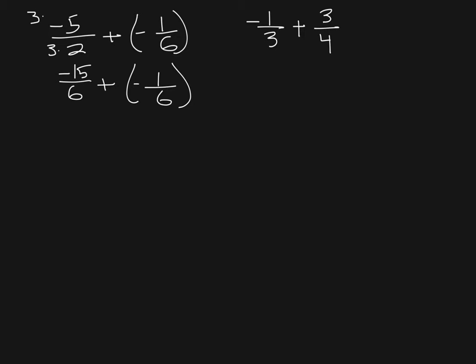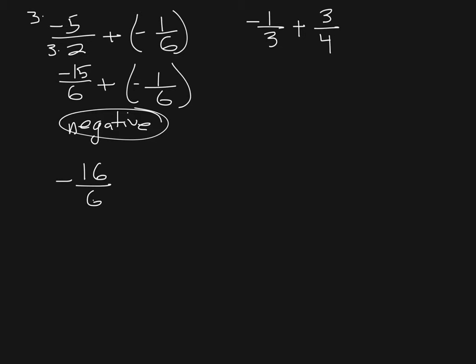Now I need to decide if my answer is going to be positive or negative. I have 2 negatives, and I'm adding them together, so I know my answer can't be positive. My answer is going to have to be negative. Now since they're the same sign, I know there's not going to be any canceling here. So if I'm going to do negative 15 plus negative 1, 15 plus 1 is 16 over 6. And I make my answer negative.